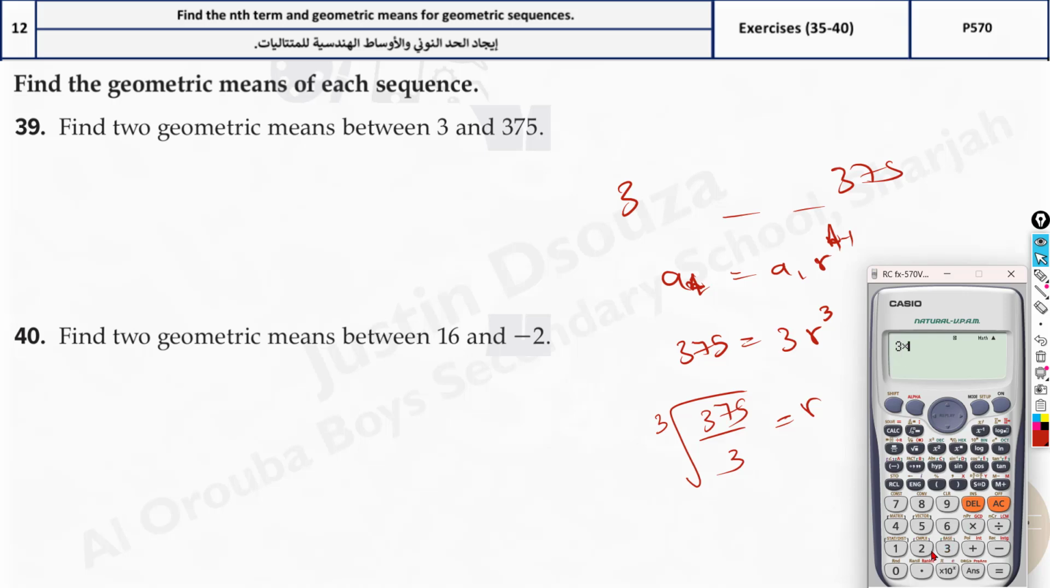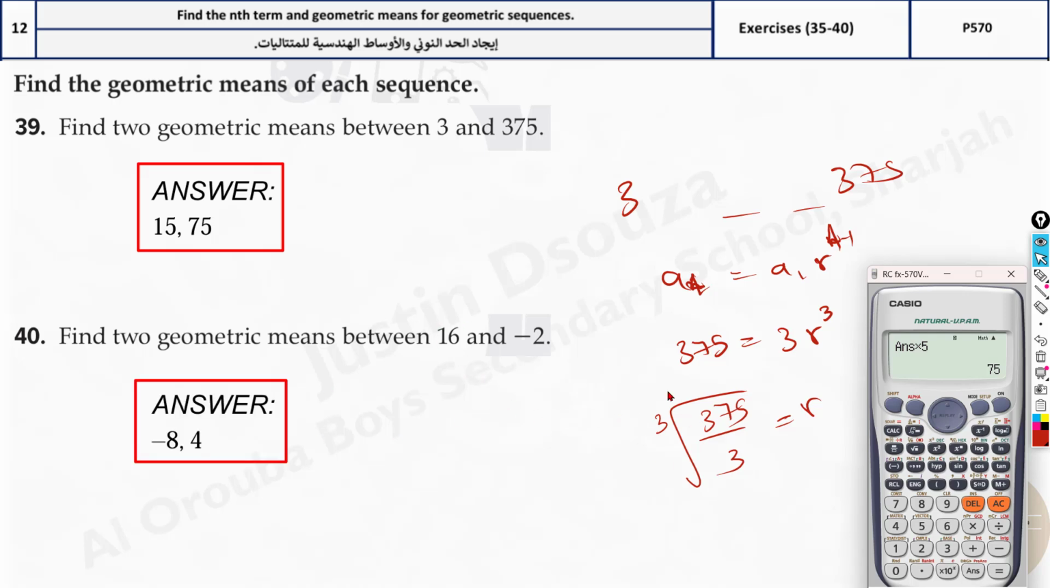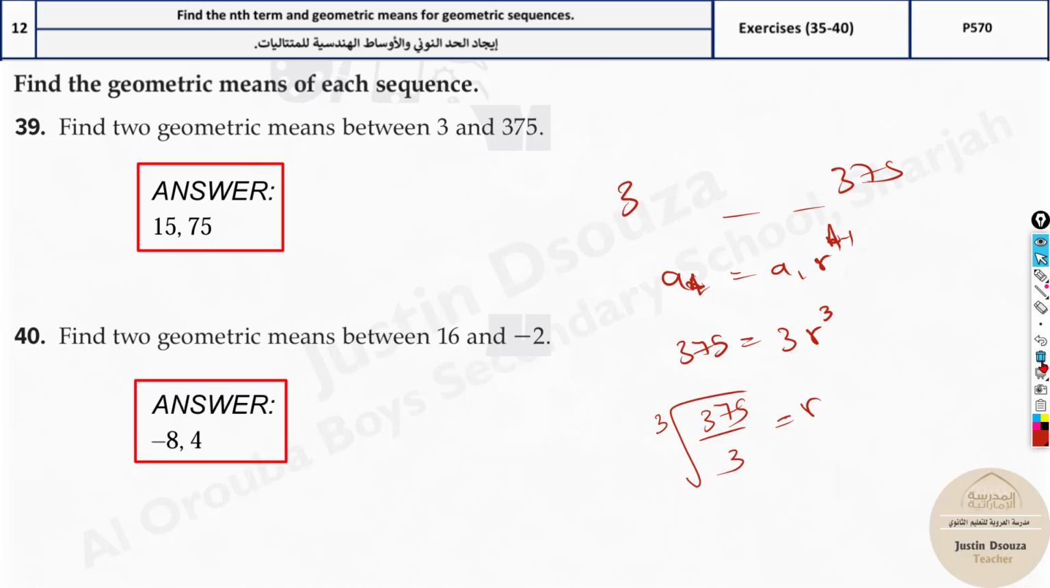So let's start doing it. 3 times 5 is how much? 15. So now 5 is the r value. So just change this and put the answer, 15 and 75. So that's the answer. It's only positive. There are no negative values. Why? Because it's an odd power over here. Same thing, you need to do it over here and check the answers.